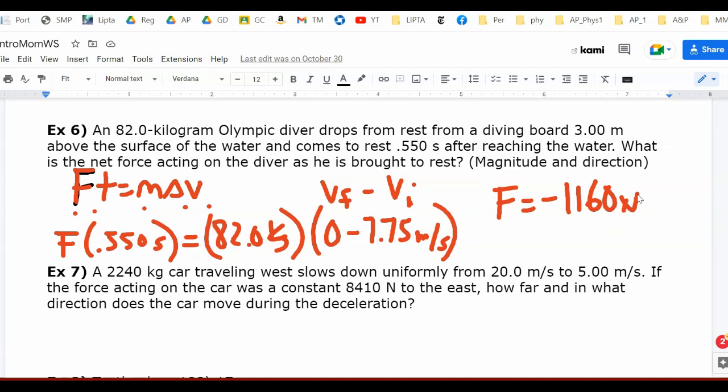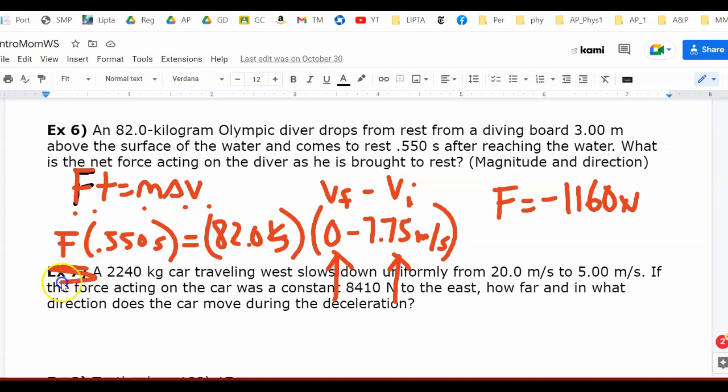She hits the water at 7.75, and then the water, like when you've taken a dive into water, eventually the water stops you. It applies a force to you. We're told that the water stopped her, so VF is 0, and we calculated that she hits the water at 7.75. Right? That earlier work we did. So we'll find F.